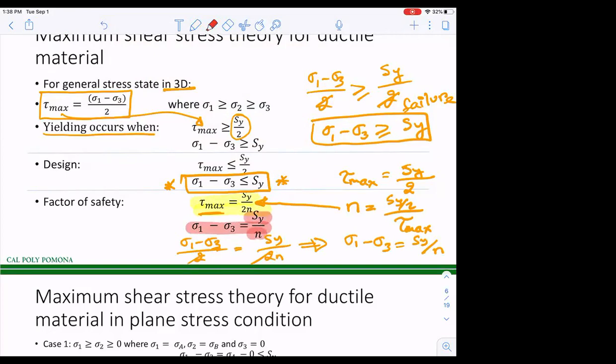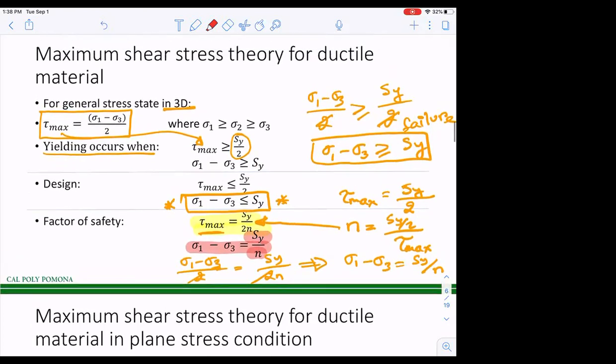So if you want to know for any structure, if it is ductile, if you want to use the most conservative theory, that will be your Tresca theory. And if you know the principal stresses and yield strength of the material, you can easily calculate the factor of safety. If the factor of safety is less than 1, you know that, yes, the structure is not going to survive.